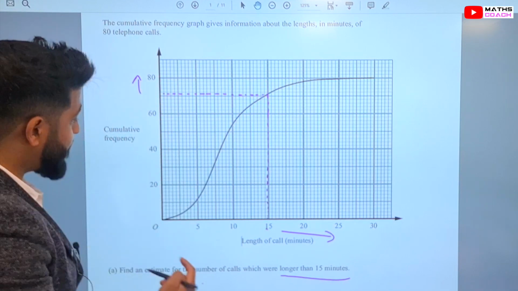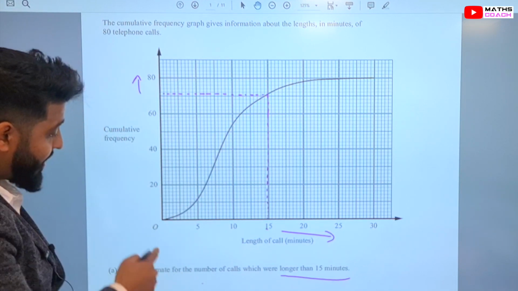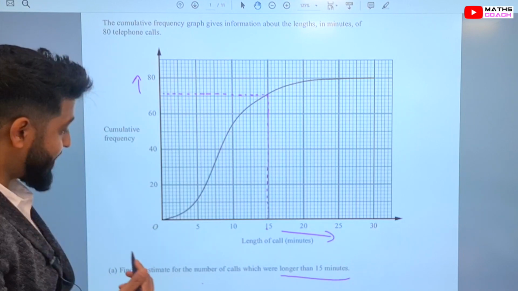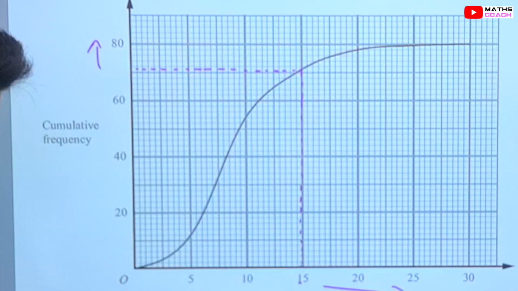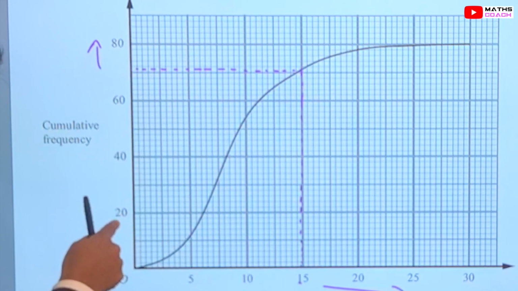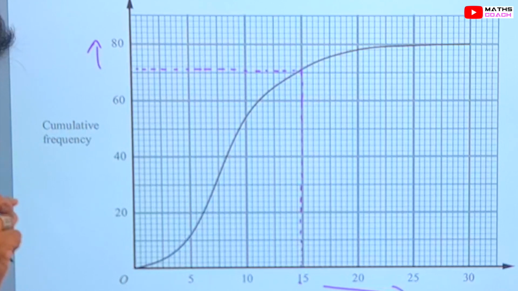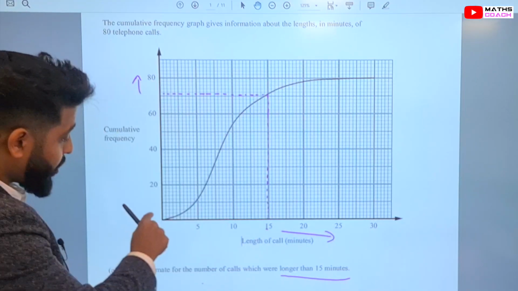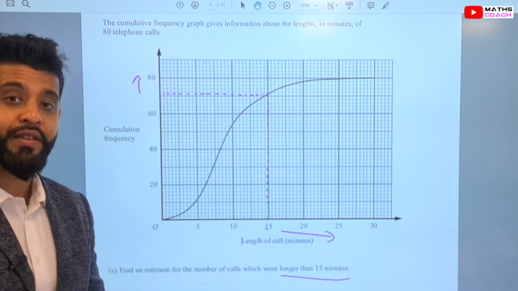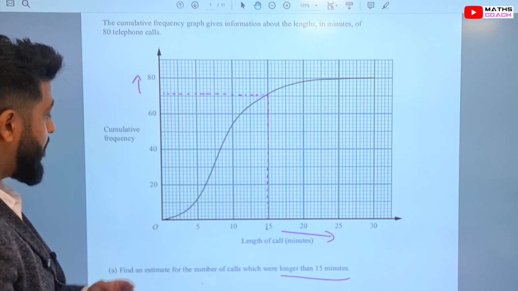Now, in order to do this, what is very important to understand is what each of the squares represent. Now, in order to work out what each of these small boxes are equal to, we can just count them. So 1, 2, 3, 4, 5, 6, 7, 8, 9, 10. So between 0 to 20, it's represented by 10 small squares, which means that each of these small squares is representative of 2 phone calls, all right?